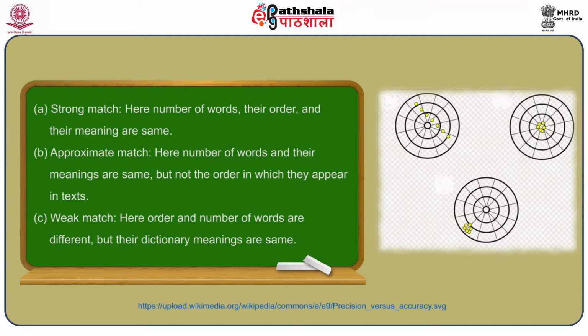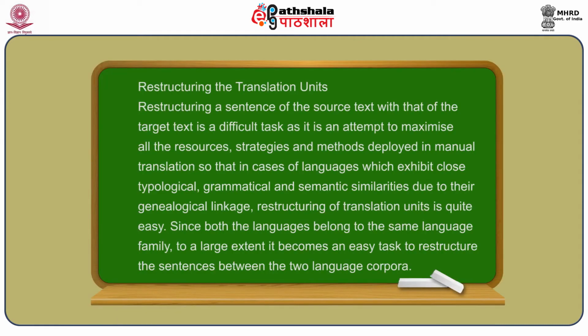Then we come across the situations of weak match, where the order and number of words are different, but the dictionary meanings are same. So this kind of variations are also available after analysis. So while analyzing a parallel translation corpus, we have to keep in mind that these kinds of possible outputs may be generated from it. So one has to be careful in collecting those matches properly after the analysis. The next issue is restructuring the translation units.